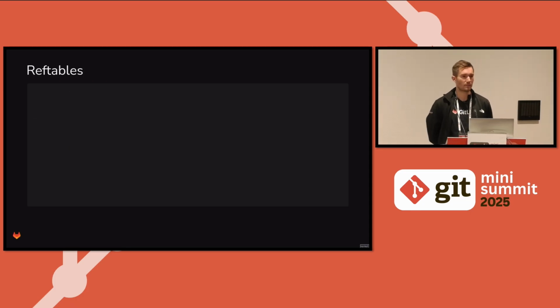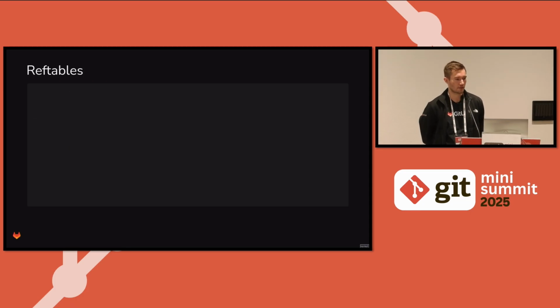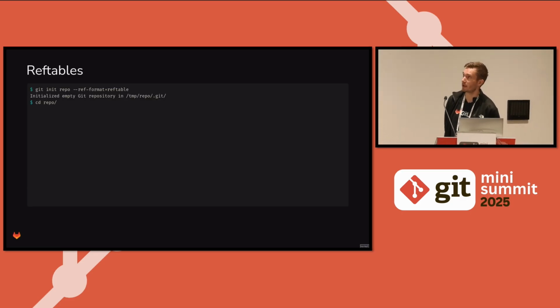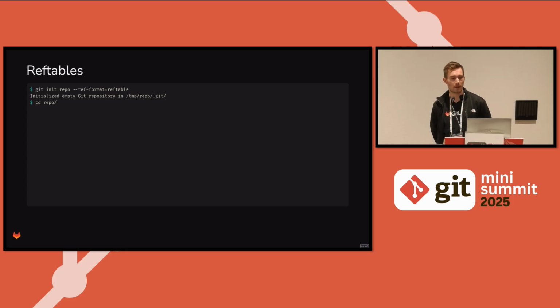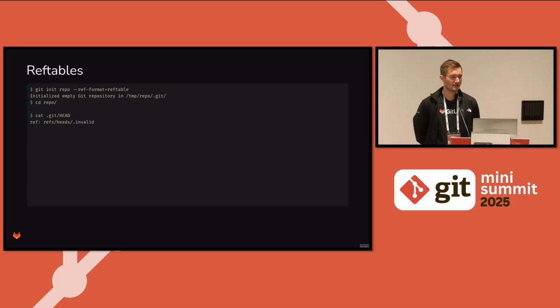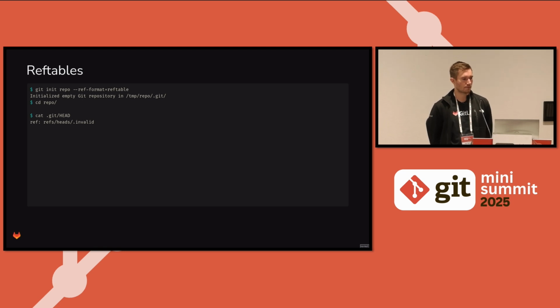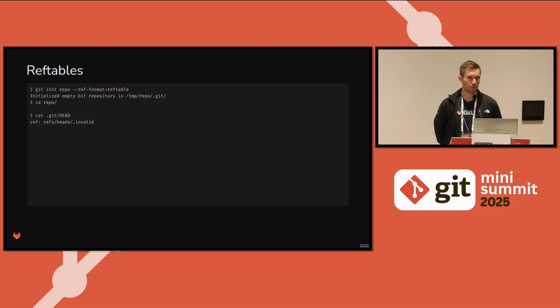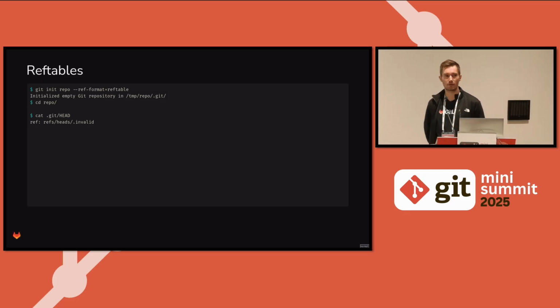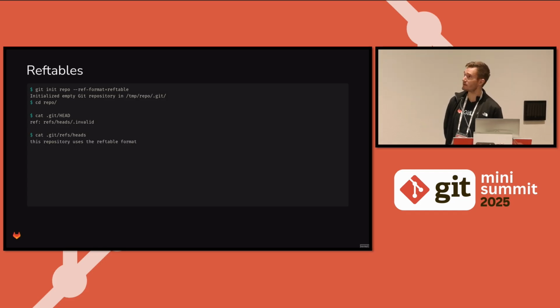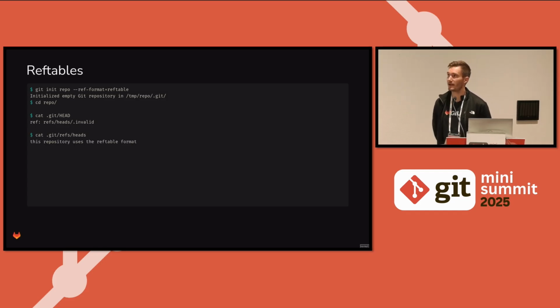Reftables are an alternative backend for storing references in your repository. So let's again create a repository, but this time around with the Reftable backend by saying --ref-format=reftable. First, we'll have a look at HEAD. As you can see, it still looks like a symbolic reference, but it actually points to refs/heads/.invalid. This file really exists as a compatibility shim, because Git does not consider a repository unless it has a HEAD file.